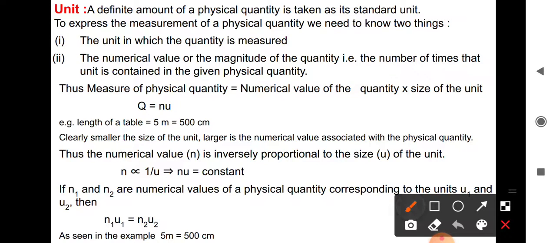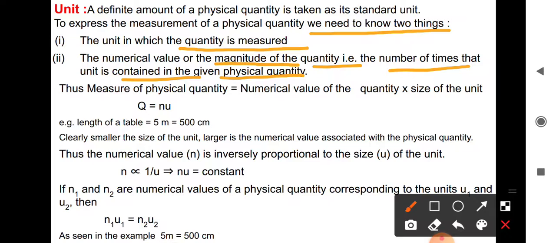Now, what is written in this slide? To express the measurement of a physical quantity, we need to know two things: the unit in which the quantity is measured, and the numerical value or magnitude, that is the number of times the unit is contained in the given physical quantity. It says that to measure any physical quantity, we must know two things. Suppose we are giving money to someone, we must know whether in lakhs or in crores, and how much, 2 crore, 3 crore.